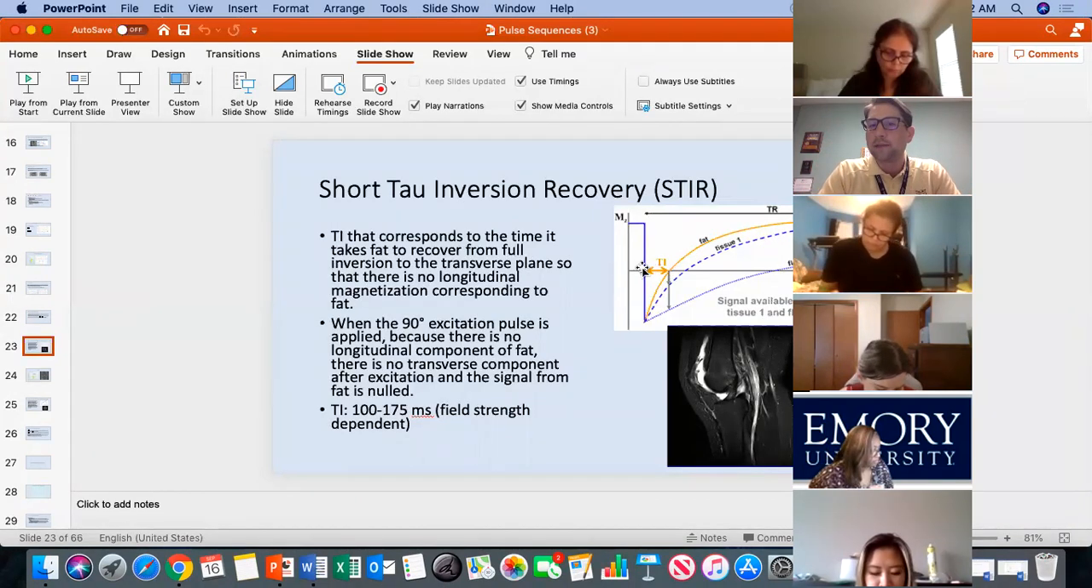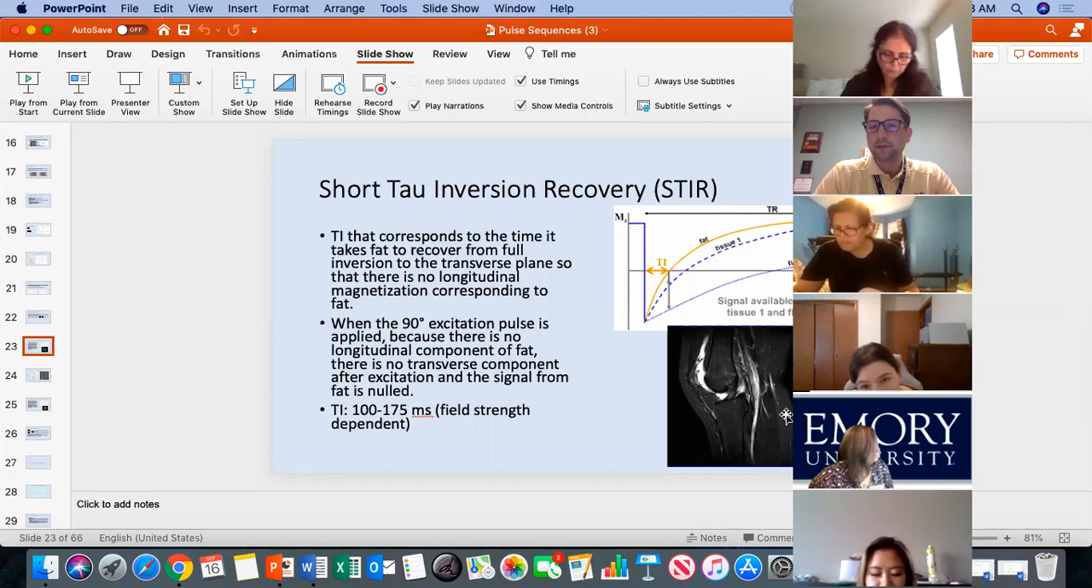And so there's going to be zero longitudinal vector from fat. So when we flip it into the transverse plane, there's not going to be any signal from that particular tissue. So we have officially nullified fat. And all the other tissues are going to have some associated signal. So here's an image of STIR, and look at how uniform fat looks on our image. Very dark within the subcutaneous fat and within the fatty marrow of the bone.